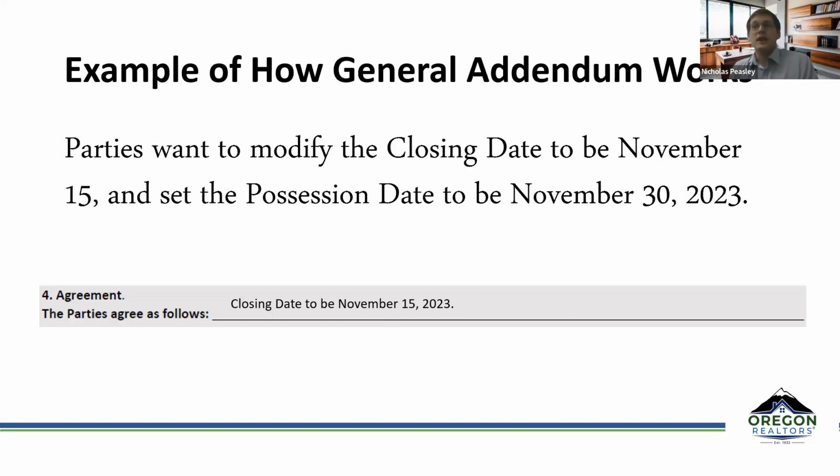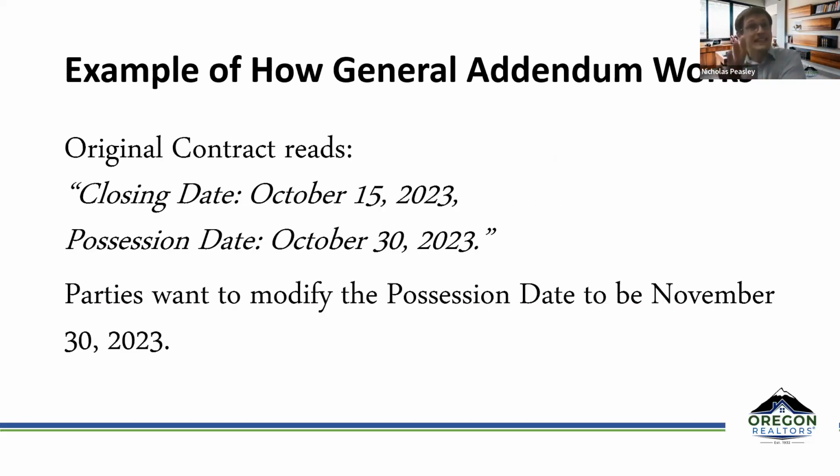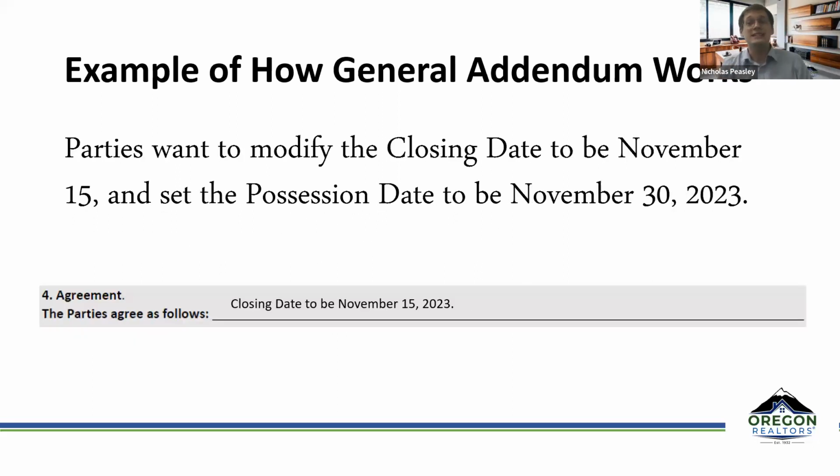Now let's say the parties want to modify the closing date to be November 15th and they want the possession date to be November 30th. And they write in the agreement, the parties agree as follows, closing date to be November 15th, 2023. Because we did have that 15-day occupancy after closing. As you could see back in the original language, it was a 15-day occupancy after closing. So what we're going to do is we'll set it up so that the closing date is November 15th.